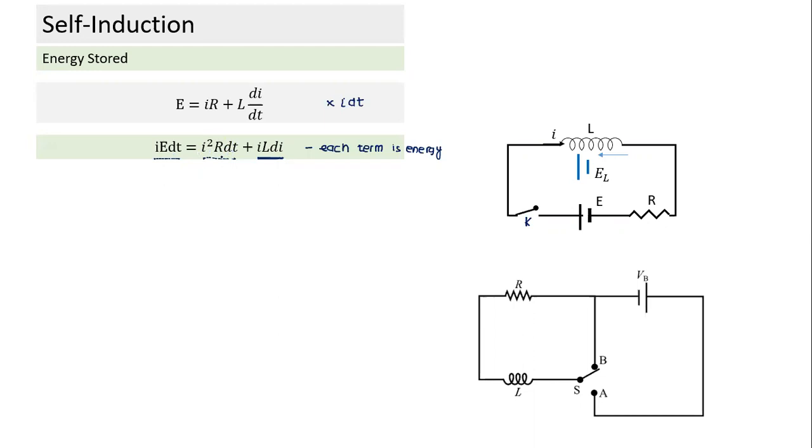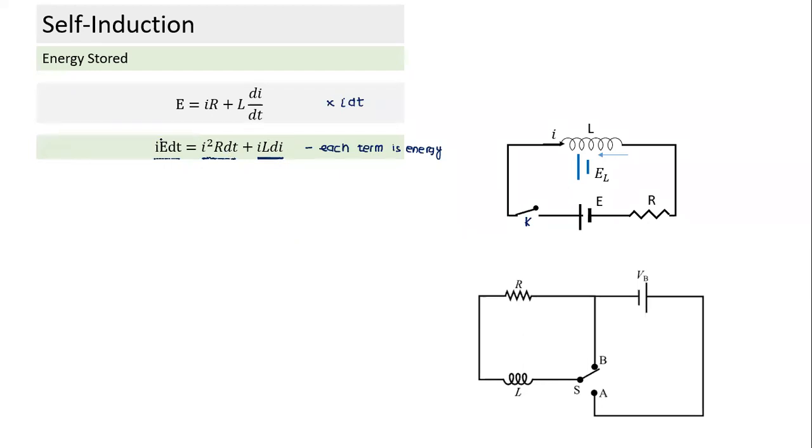Energy, perfect. And what is this power? How can we state it in words? This is heat dissipated in the resistor in time dt. And what is the final term? So how do we interpret all three terms put together? How do we interpret the equation?